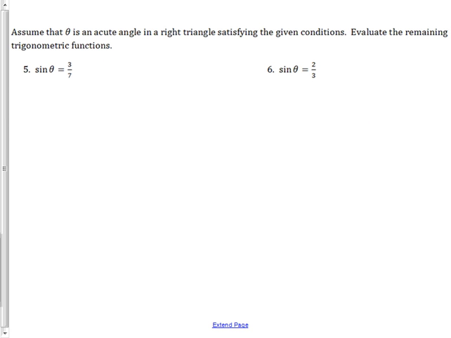Let's move on to this other kind. Assume that theta is an acute angle in a right triangle, satisfying the given conditions. Right, so it's telling me it's an acute angle, so I can draw this, and I can say this is theta. It's some acute angle. Acute just means that it's less than 90. And it's in a right triangle, so here I've got my right angle. So those are going to make the triangle kind of look like this.